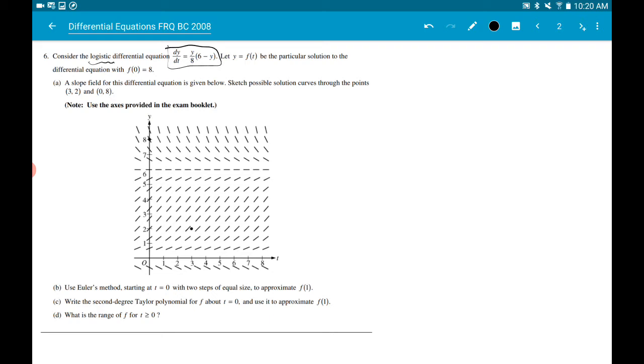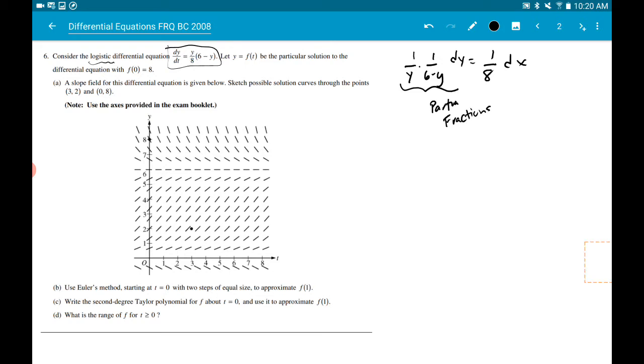But if you were asked to solve it, you would separate the variables where you'd have kind of a 1 over y and a 1 over 6 minus y dy, and you'd have like a 1 over 8 dx. And usually with logistics, this is where the partial fractions come in. And so I totally think they could put that on there and actually ask you to solve it.